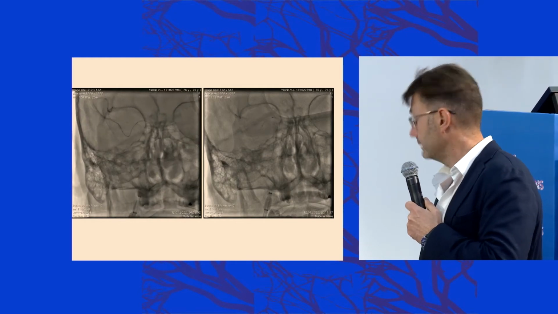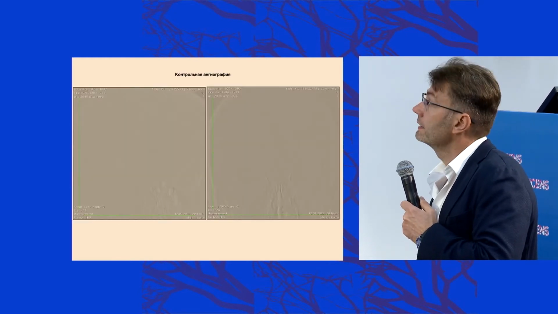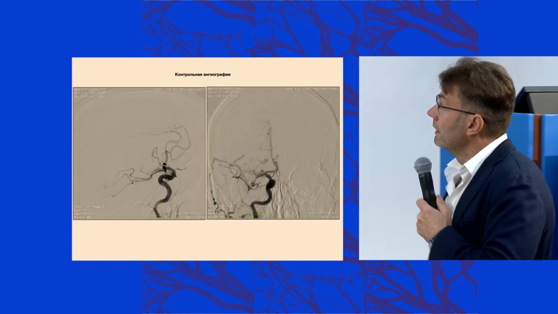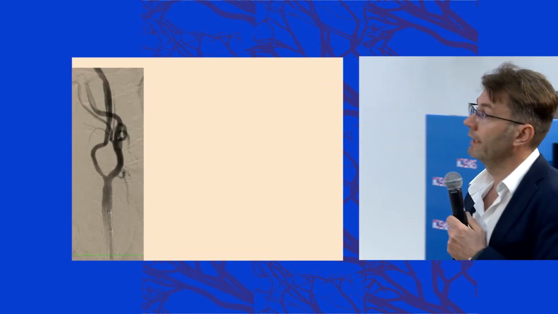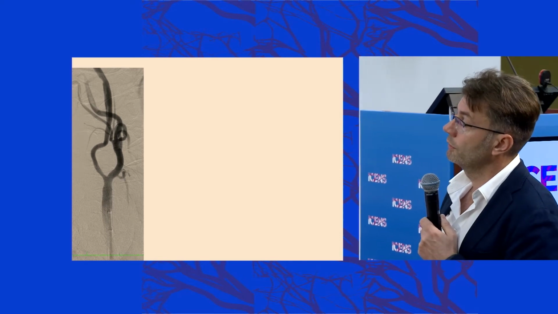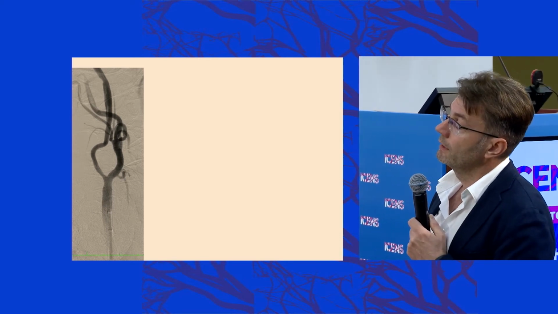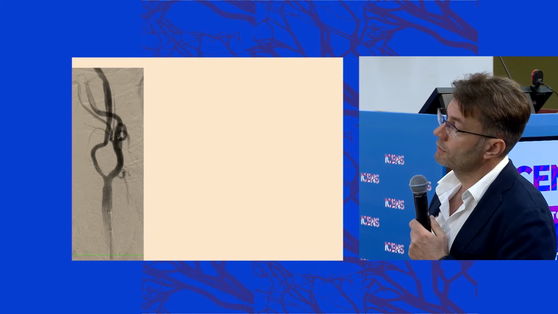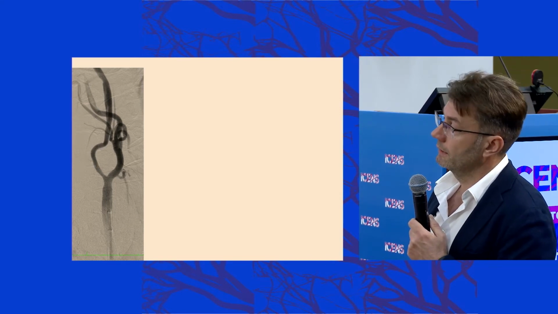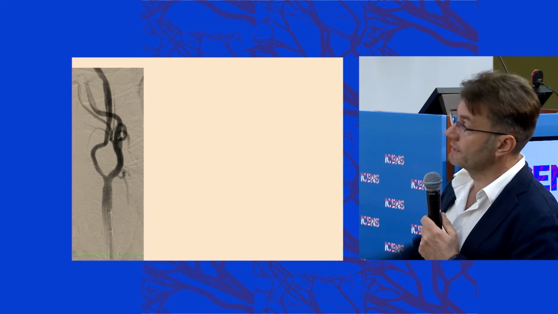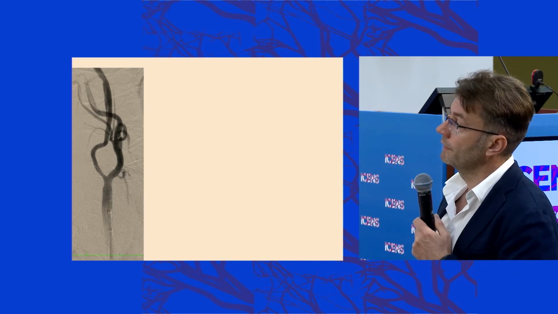The microcatheter is placed behind the occlusion zone, standard stent retriever install, standard thrombectomy with blood flow restoration, and then the guide catheter is now put into the common carotid artery. The angiography of the ICA is performed in order to evaluate the further tactics, how to treat this patient.